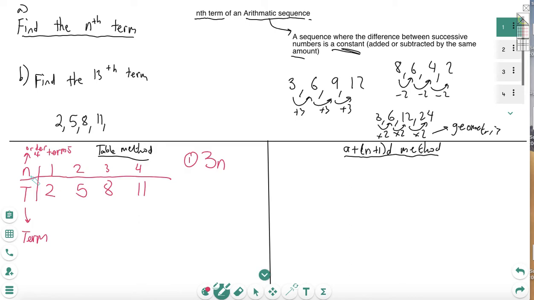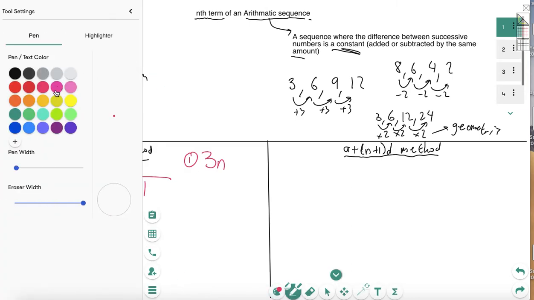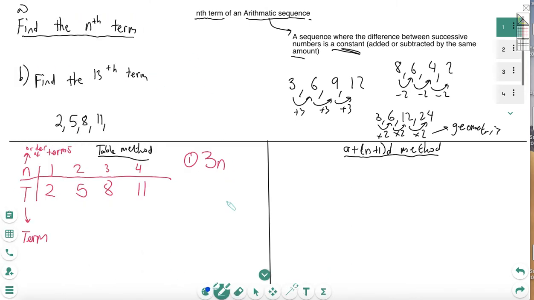That's our first step. Step 2 is we're going to multiply 3 by our n values, okay? So 3 times 1 makes 3. 3 times 2 makes 6. 3 times 3 makes 9. 3 times 4 makes 12. Okay? Now, we compare our numbers.